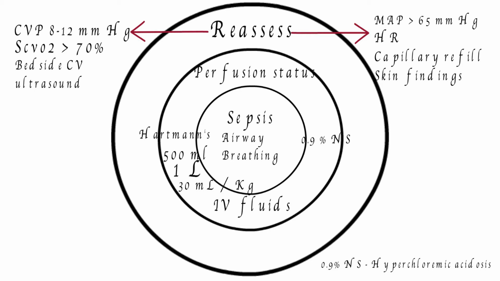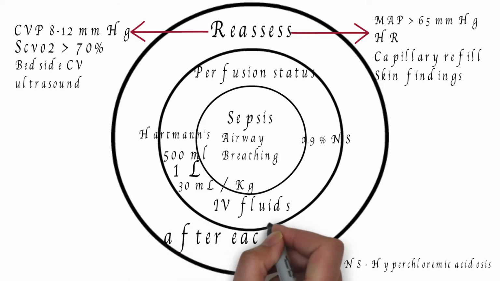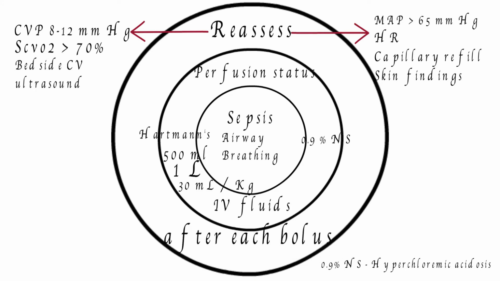How long the fluid should be continued? If the reassessment shows that patient is still not perfused well, keep giving rapid IV boluses, but please reassess the patient after each bolus for perfusion status and volume overload. On an average, patients might require 2 to 5 liters of fluids within the first 6 hours. So some patients require more and some patients less.